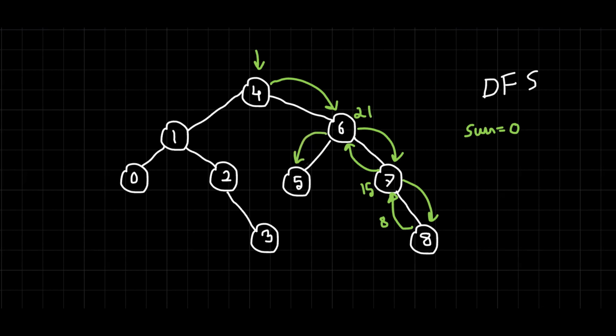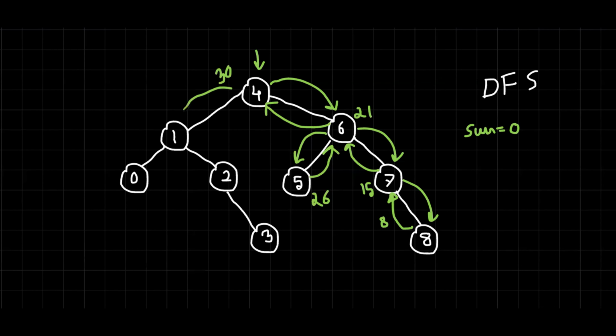Here, node 5 will return the value 5 plus 21, which is 26. That means this 21 basically represents the summation of all of the nodes greater than 5. So it will be 26. Now from 6, we will return to 4. And 4 will become 26 plus 4, which is 30.